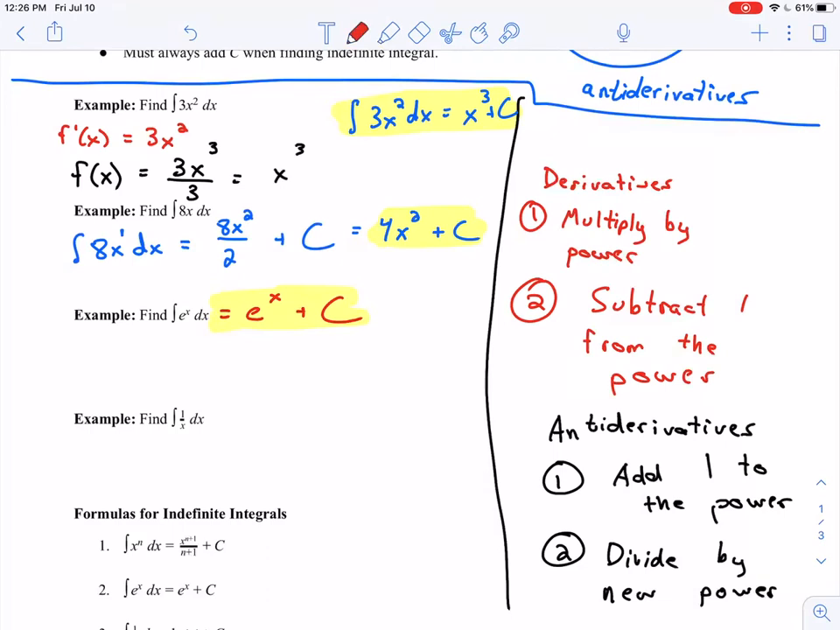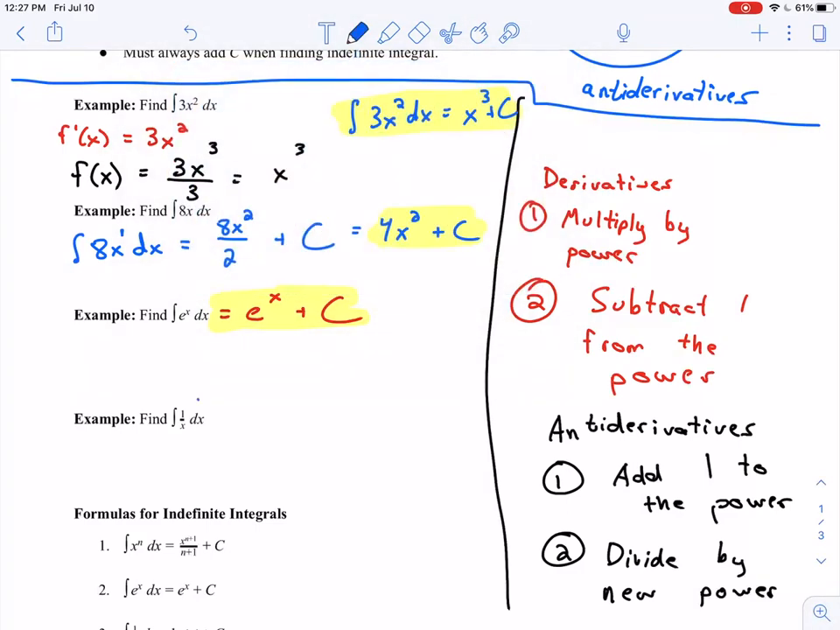Again, you should be able to check your work on every single one of these. If you're not sure, take your derivative. Take the derivative of e to the x plus c. Derivative of e to the x is e to the x. Derivative of c is 0. Go back and do some of the other ones. Derivative of 4x squared: if I take the derivative of 4x squared, I should end up with 8x. Derivative of x cubed gives me 3x squared. So on every single one of these, you should be able to check your work.